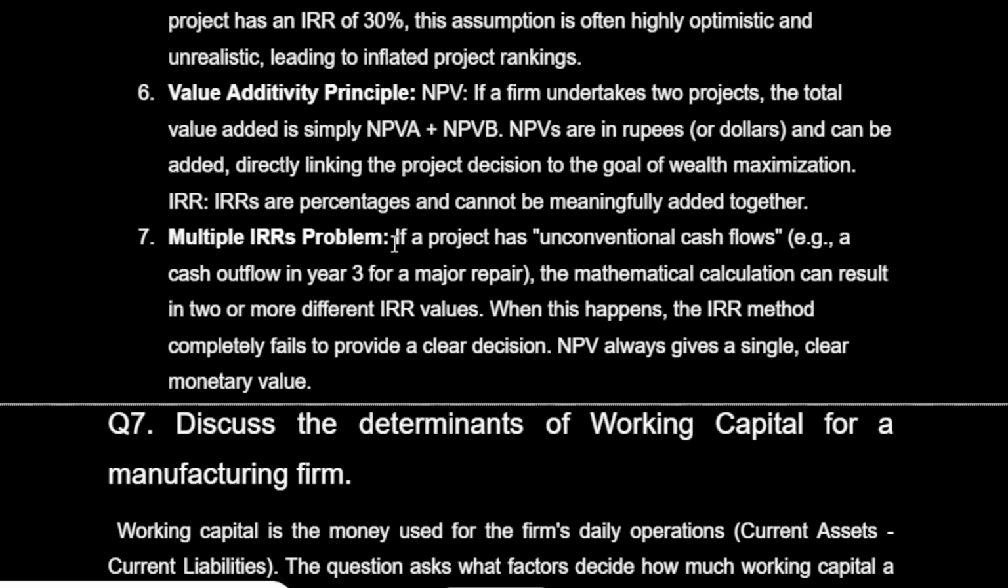Multiple IRRs problem. If a project has unconventional cash flows, e.g., a cash outflow in year 3 for a major repair, the mathematical calculation can result in two or more different IRR values. When this happens, the IRR method completely fails to provide a clear decision. NPV always gives a single, clear monetary value.